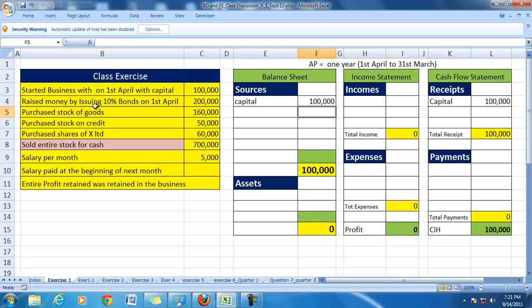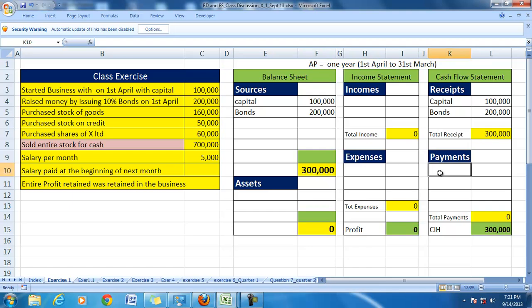Raise money by issuing 10% bonds. Once again, there is a receipt which is called bonds, and the amount received is a liability. So this is again an example of a receipt which is not an income but a source. 200,000.